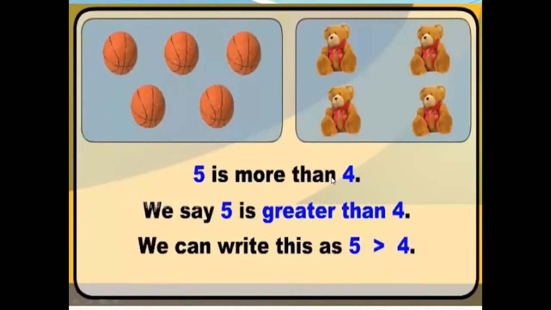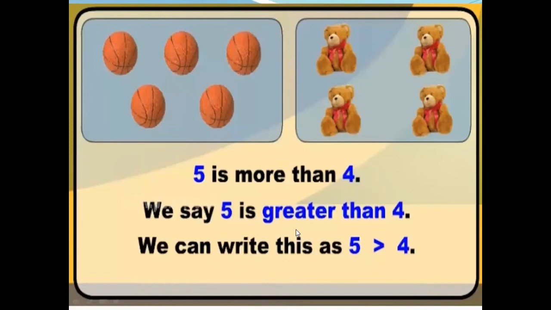So when we match them, we get 5 is more than 4, because 5 is greater. 5 is the number of balls and 4 is the number of bears. So 5 is more than 4. We say 5 is greater than 4. The balls are greater than the bears. And we can write it this way: 5 greater than 4.